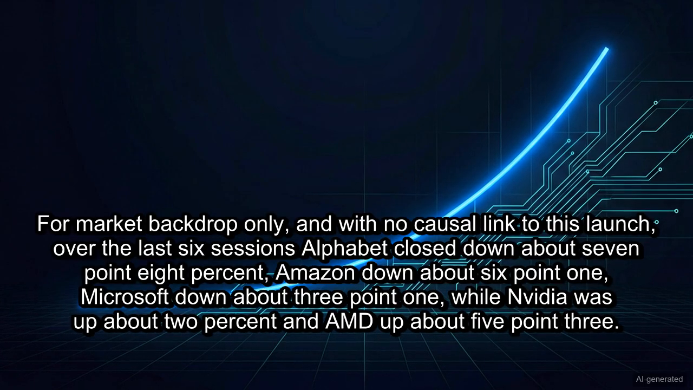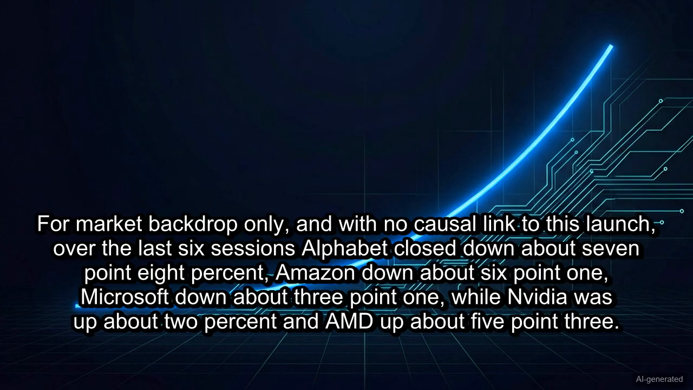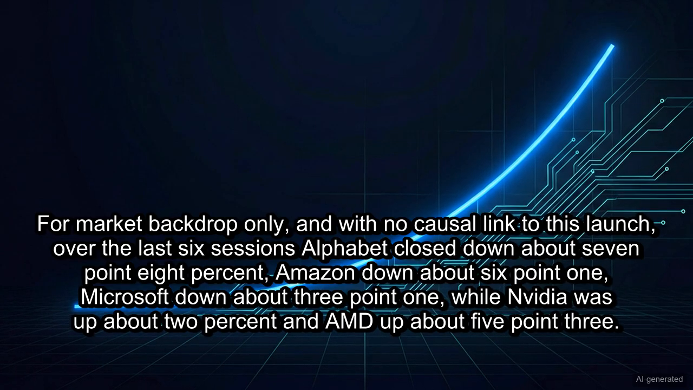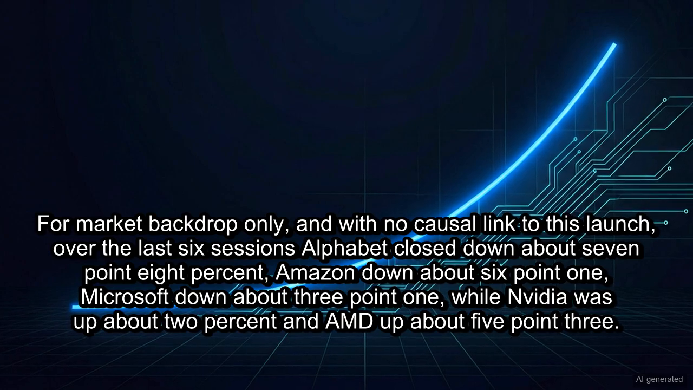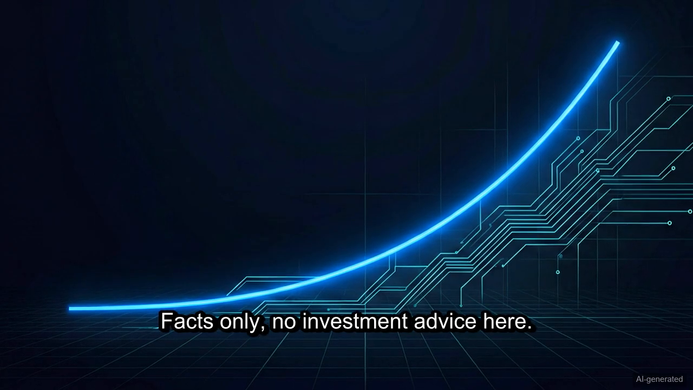For market backdrop only, and with no causal link to this launch, over the last 6 sessions, Alphabet closed down about 7.8%, Amazon down about 6.1%, Microsoft down about 3.1%, while Nvidia was up about 2% and AMD up about 5.3%. Facts only, no investment advice here.